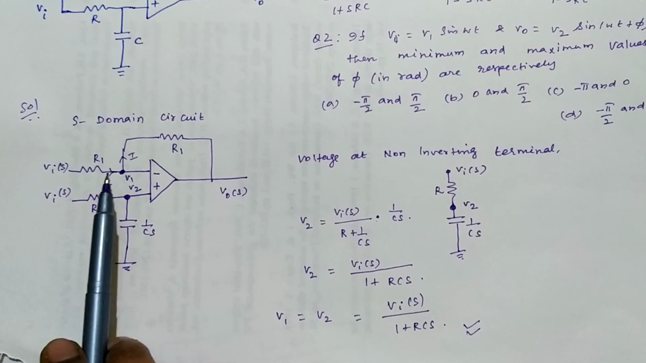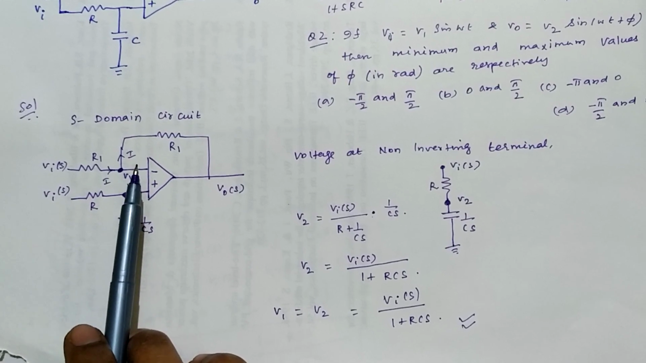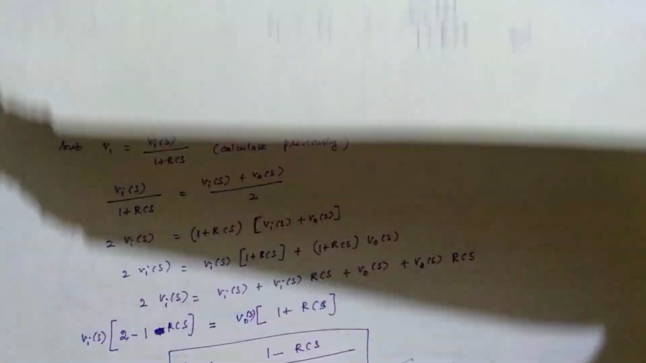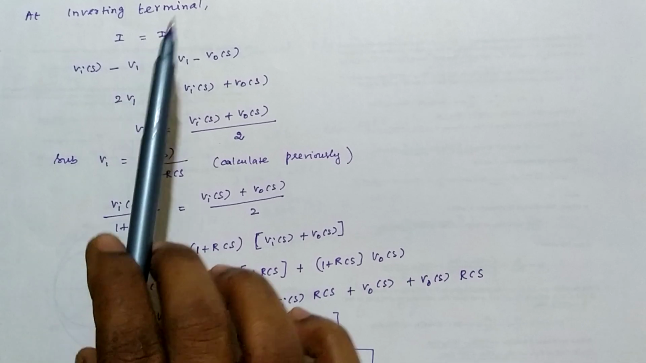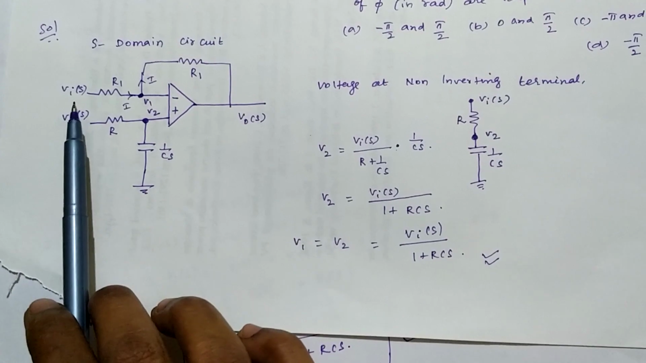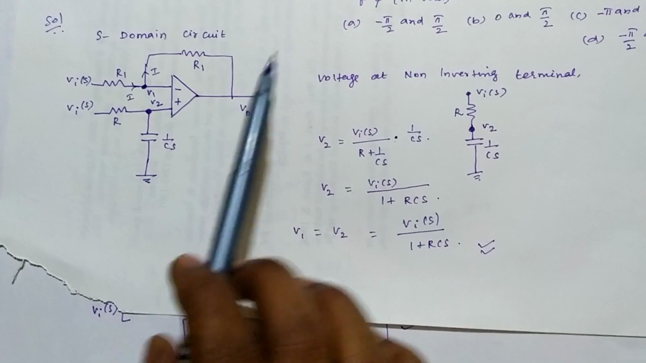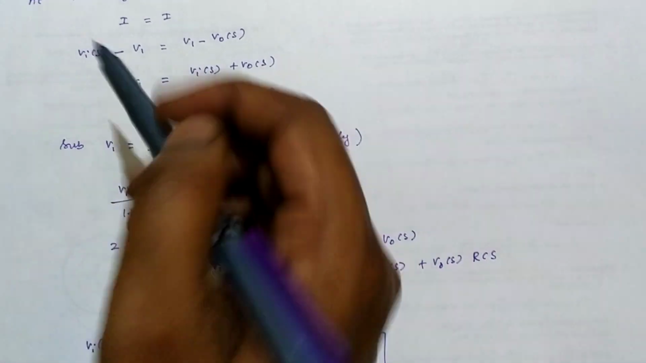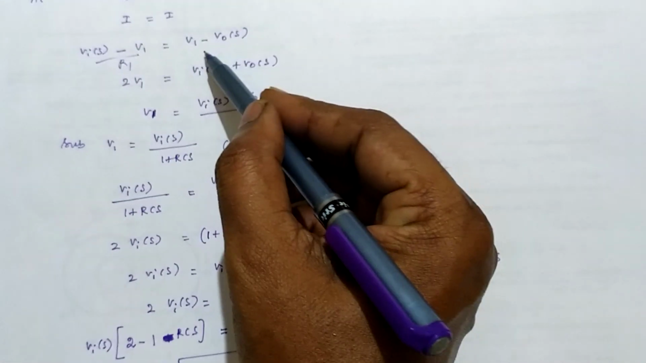The current through R1 and the current through this R1 are both the same, since for an ideal op-amp there is no current entering into the op-amp. So these two currents are the same. At the inverting terminal, I is equal to I. So this I is nothing but Vi minus V1, and this is nothing but V1 minus V0, divided by R1.